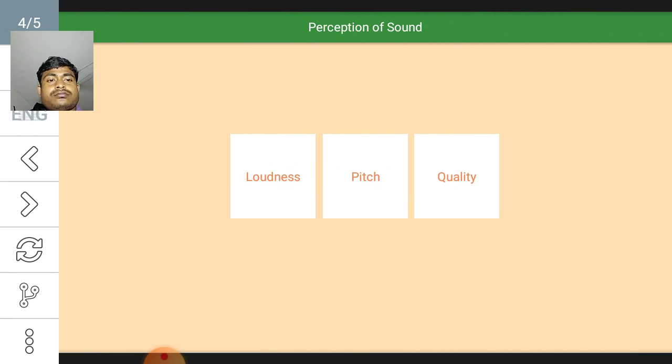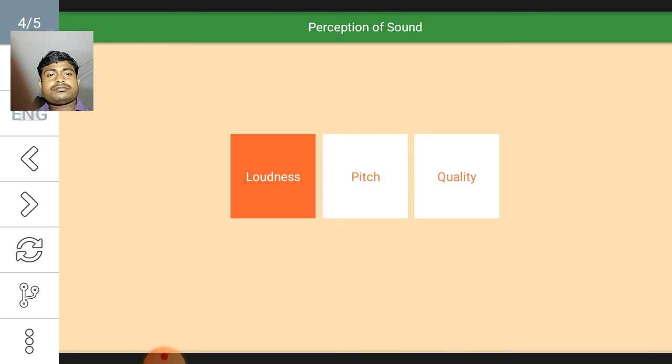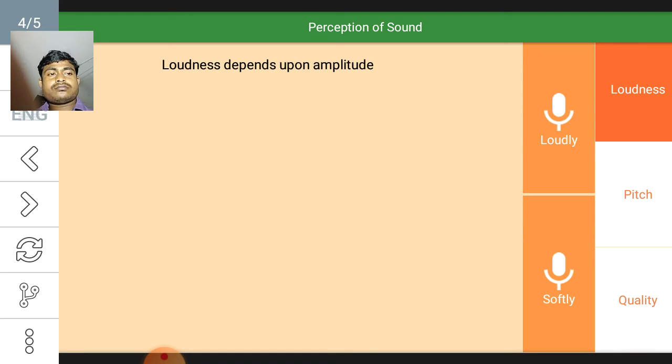Human beings perceive different sounds in terms of loudness, pitch, and quality. Tap on each parameter to observe the difference in the sound and their respective waveforms. Tap on the loud and soft button to hear the difference in the sound.